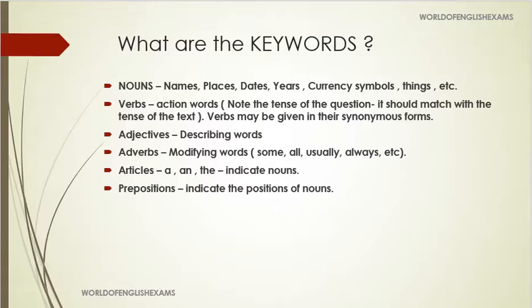Next, the last keywords are prepositions such as in, on, by, for, etc., which indicate again the position of nouns. So after a preposition, if you happen to get a space, a blank space, a dash, then it indicates that the answer is going to be a noun. So identifying and predicting the answer with the help of keywords is known as keyword identification, which is a very important skill to be followed and understood by all the test takers. Now let's proceed on to learning about another technique.